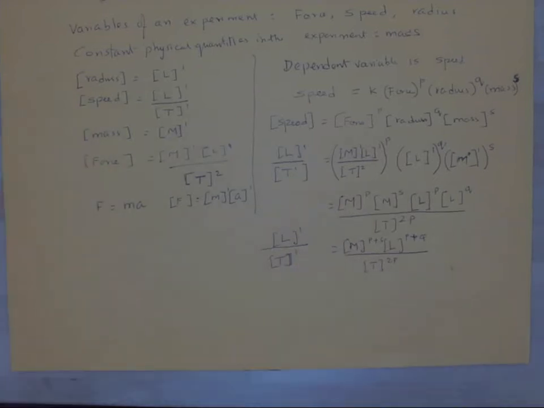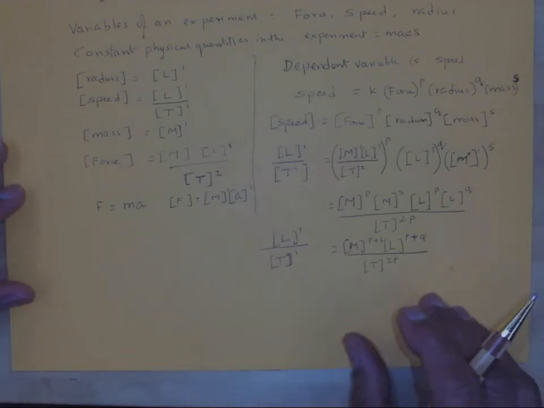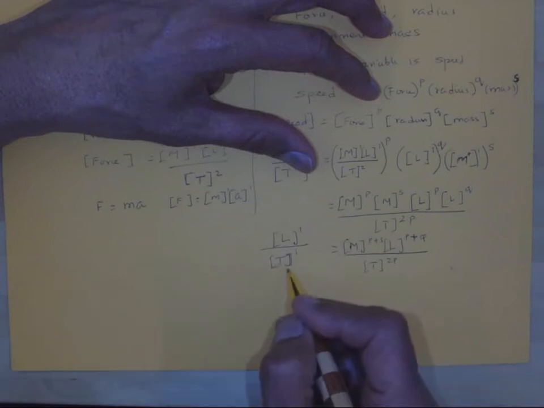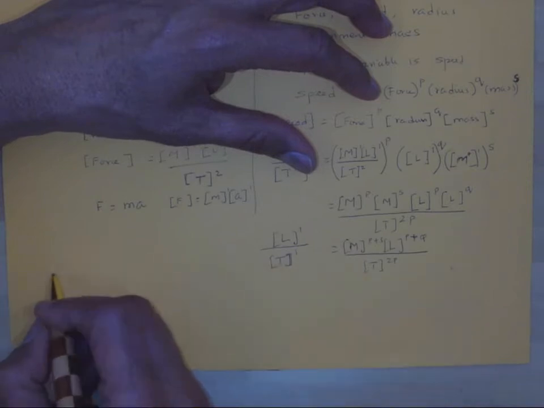We can immediately see there's one quantity which we can immediately find out, which is p. Why? The powers of m, l, and t on both sides must be the same. So let us equate the indices of t.